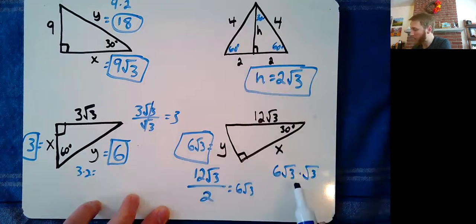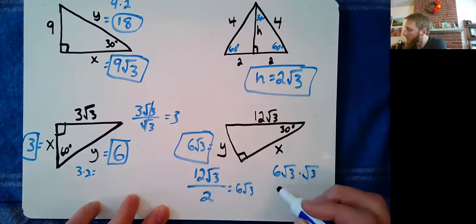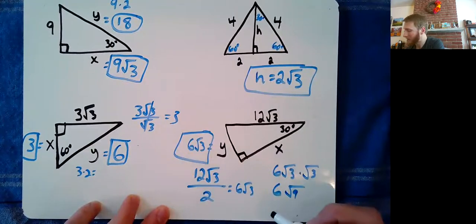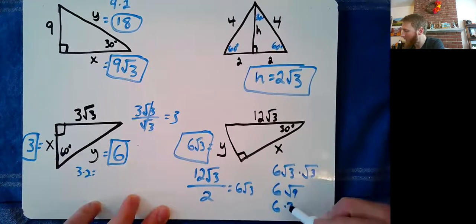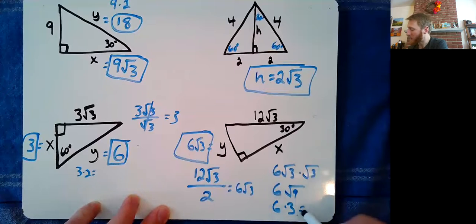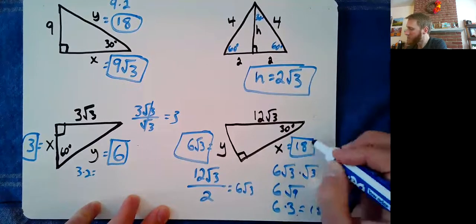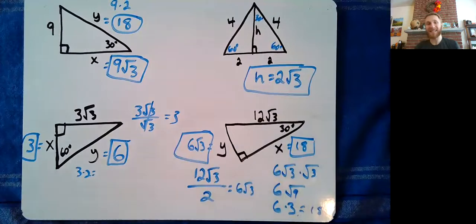Might look similar to our previous video. When you multiply those together, 6 root 3 times root 3, the root 3s multiply to get root 9. The square root of 9 is 3. And hey, 6 times 3 is 18. That's how you use the 30, 60, 90 right triangle to solve for missing side length.